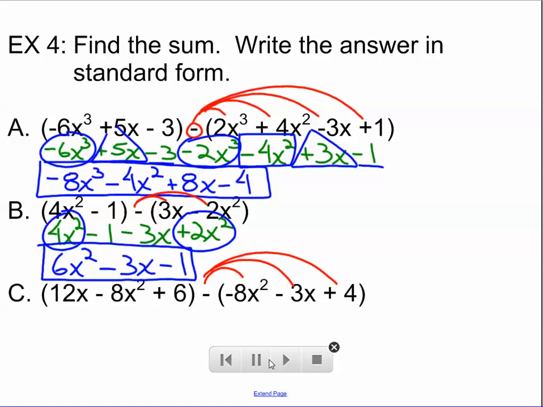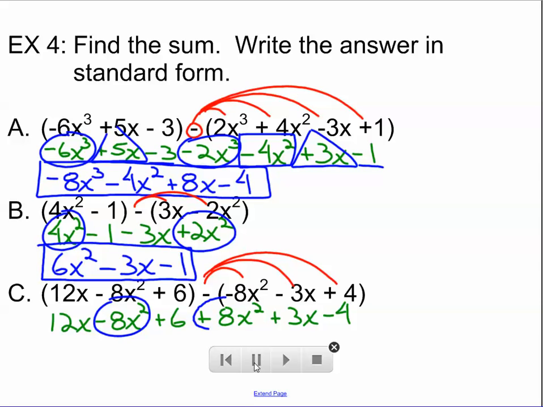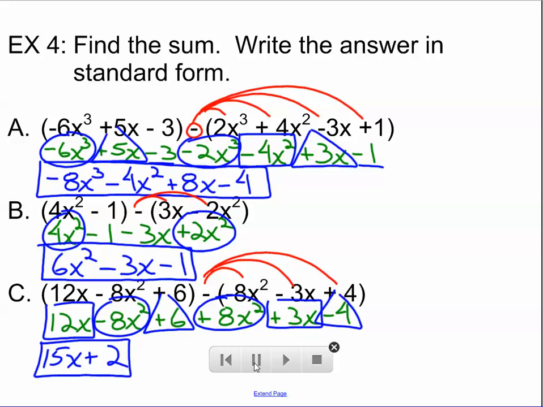The last one again. Distribute the negative sign first, something we didn't have to do with addition. The first polynomial stays unchanged, 12x minus 8x squared plus 6. The second one becomes 8x squared plus 3x minus 4. Now we identify like terms. Start with the biggest exponent, which is 2. Those cancel out. 12x plus 3x is 15x, and 6 plus negative 4 is 2. That's a linear binomial, by the way. 15x plus 2 is our final answer.